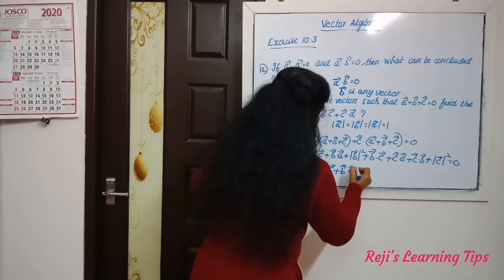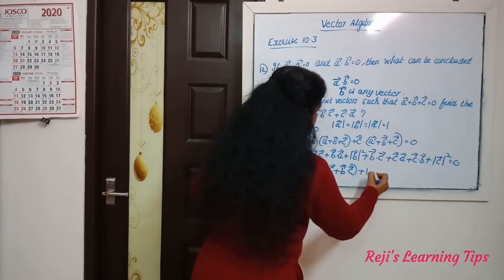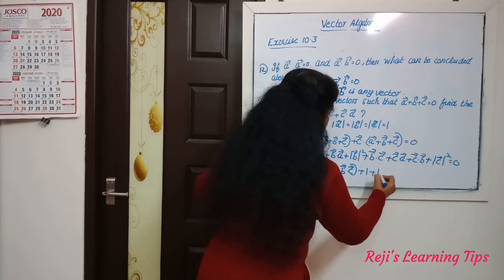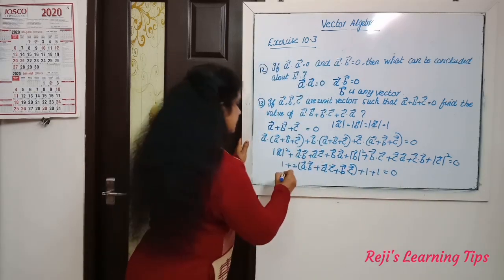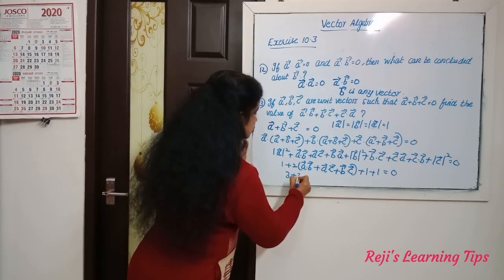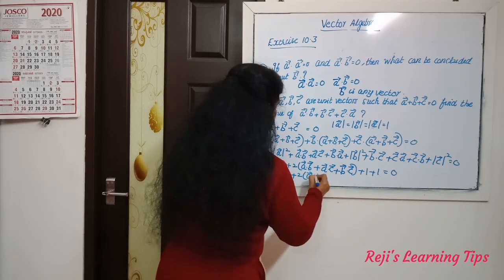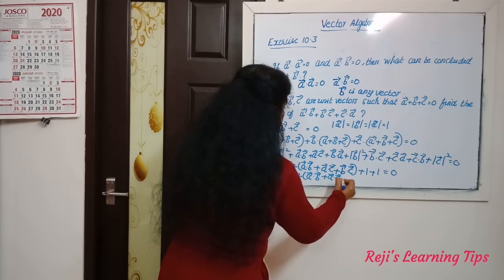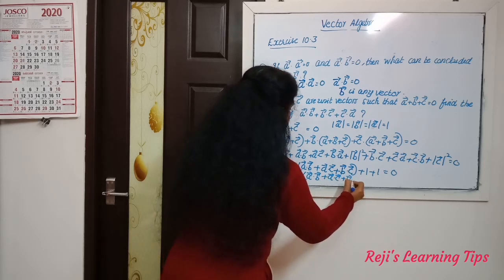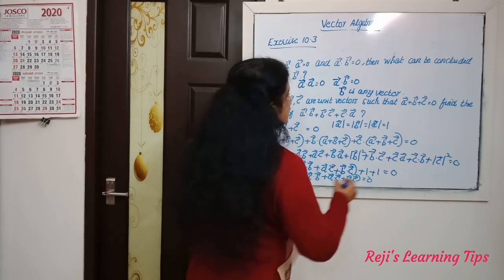b dot c plus modulus of b square, that is 1, plus modulus of c square, that is also 1, is equal to 0. Then 1 plus 1 plus 1 means that is 3. 3 plus 2 times a dot b plus a dot c plus b dot c, that is equal to 0.